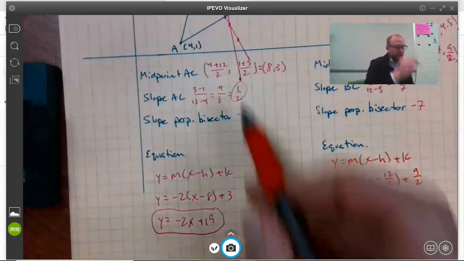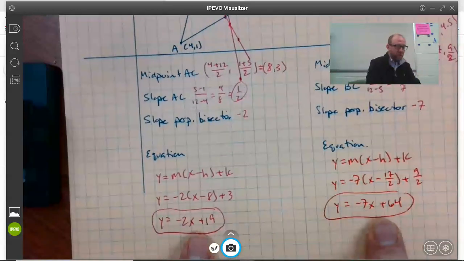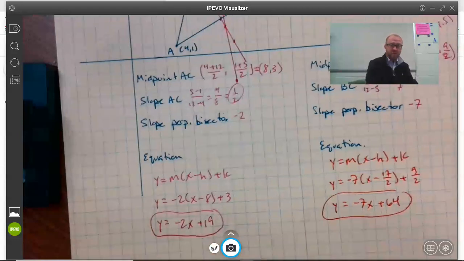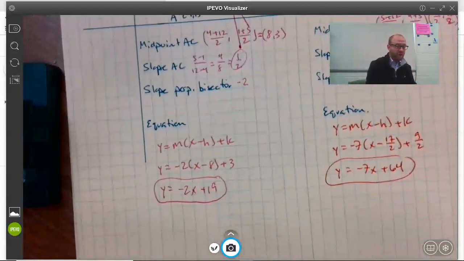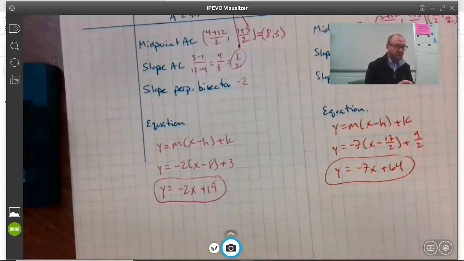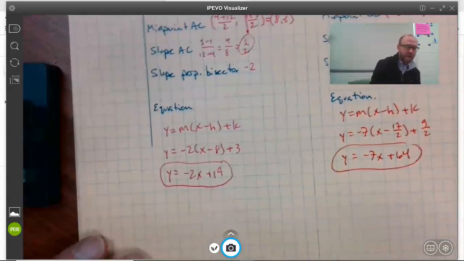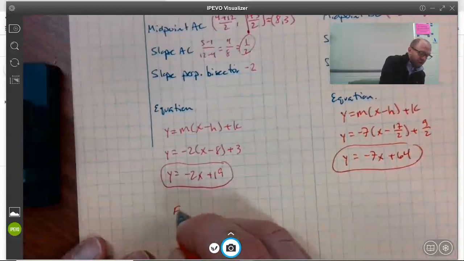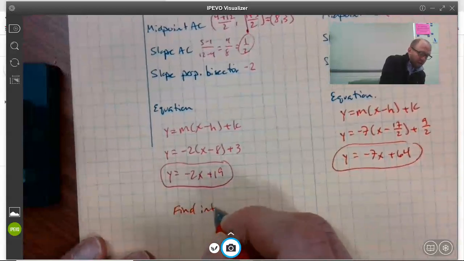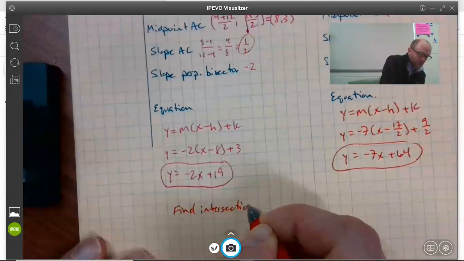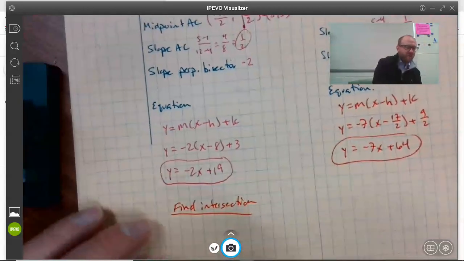Now we're going to find that point of intersection. So we take the two x parts of the equation and we just put them equal to each other and solve for x. And that'll give us the x coordinate of our point of intersection. Then we'll take that x coordinate, plug it into one of the equations, and find our y coordinate. So let's see. Find the intersection of the two.